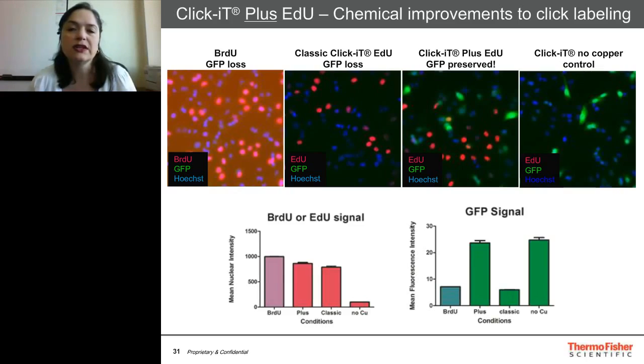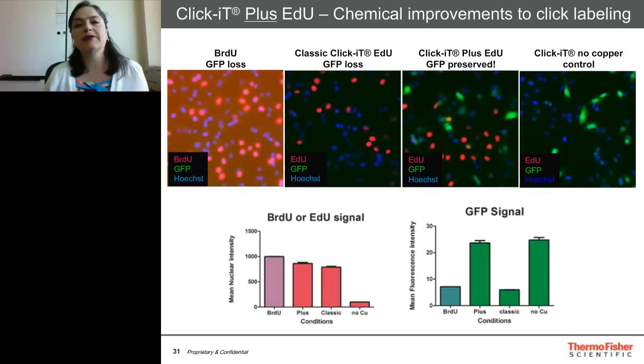You're seeing the nuclei in blue. It's a little hard to see, but I think you can see them. And then you're seeing the GFP labeled cells in green, and you're seeing the cells that were proliferating at the time they were fixed in red. So you can see you get all of the signals you want, whereas in the other two panels, the BRDU and the classic ClickIt, you lost your GFP signal. That last panel is just a control showing you that the ClickIt signal is in fact real, and if you take away the copper that's necessary to catalyze that reaction, then you lose your EDU signal.